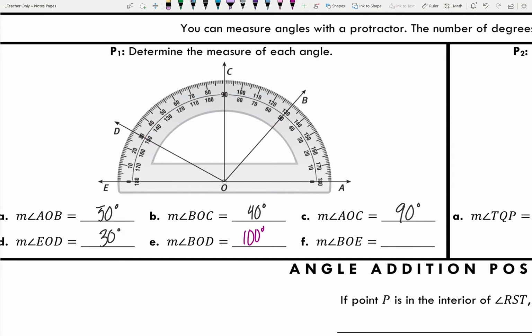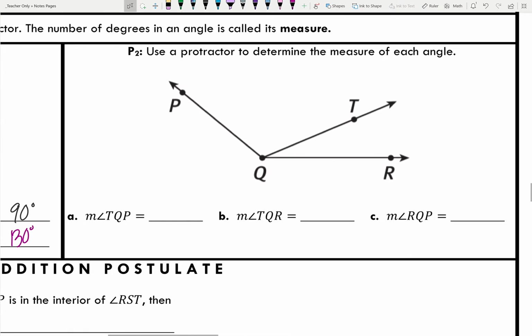Subtracting angle measures. Lastly, we have BOE. So now we're at 0 right here. So what we're going to look at is the top number over here, because 0 is on the top. So that's going to give us 130 degrees. Okay, so in class we used our protractors. If you have a protractor at home, go ahead and try this out. I'm not going to do P2 because I don't have a protractor on my computer.